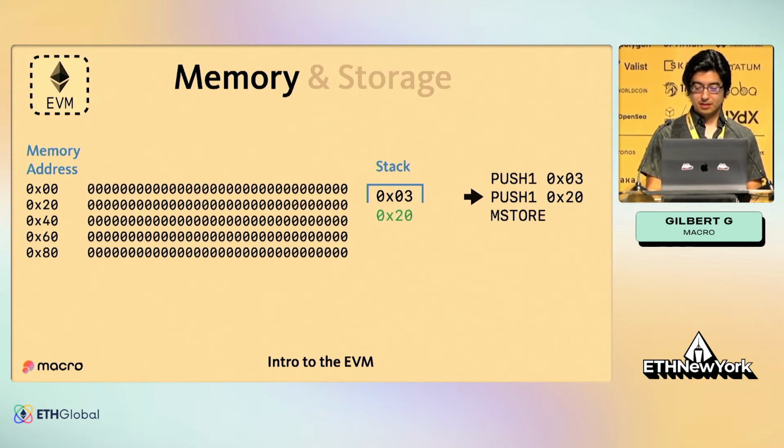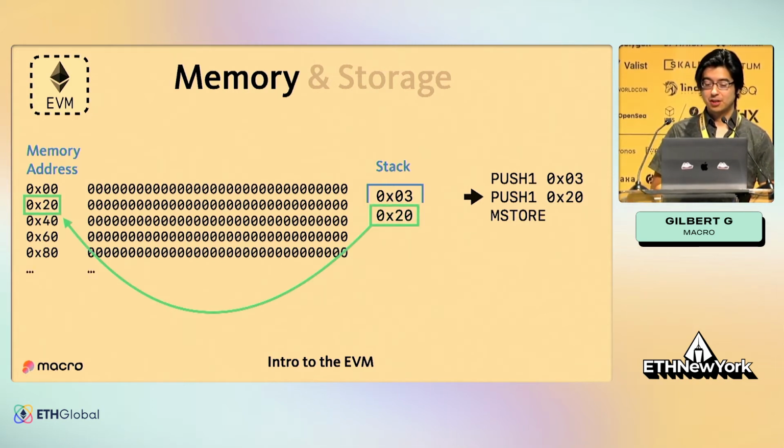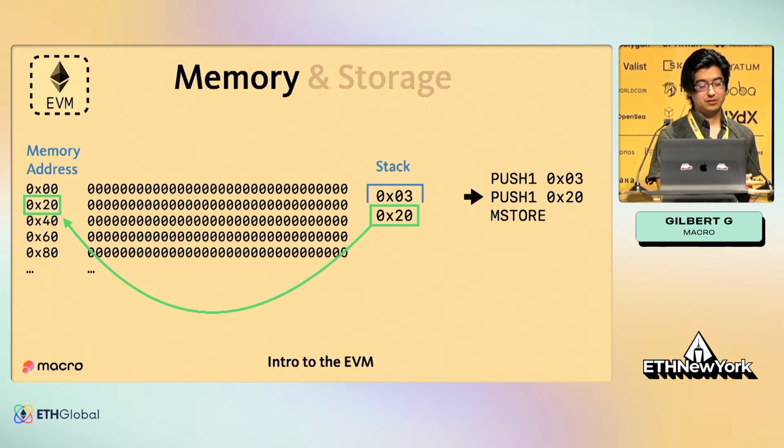And this value, mstore, takes 2 arguments. The first argument is where you want to store in memory. So this 20 is referring to the memory address 20. And, well, this is technically 32. The second argument is the value itself. So in this example, we are storing the value 3 at memory address 0x20.